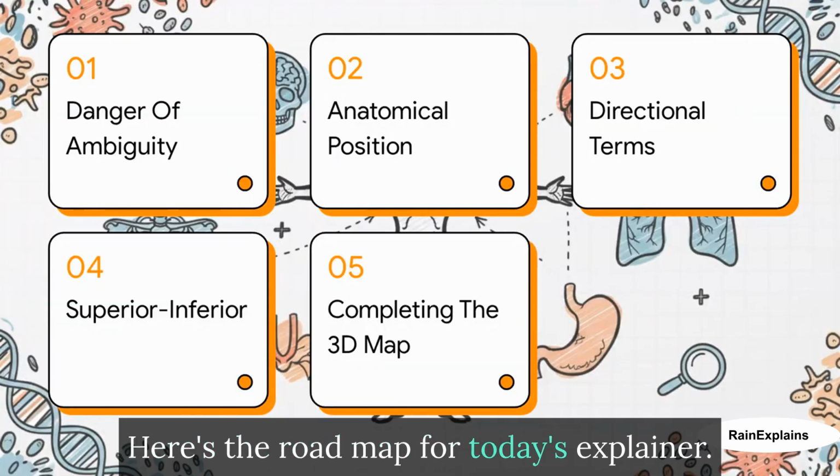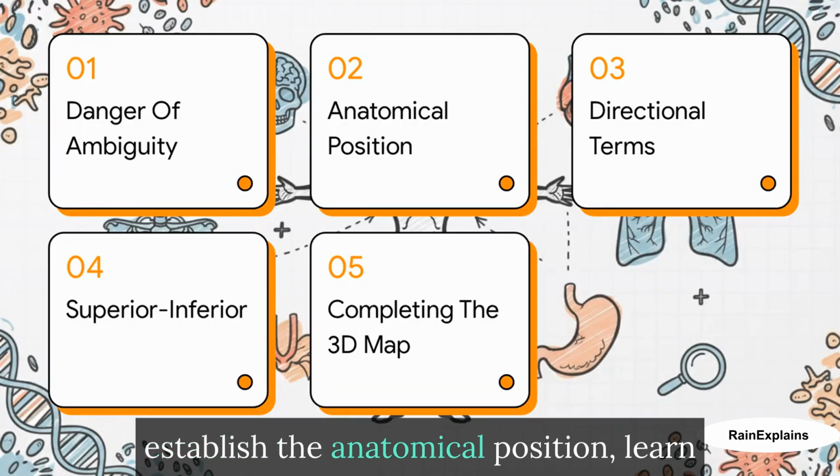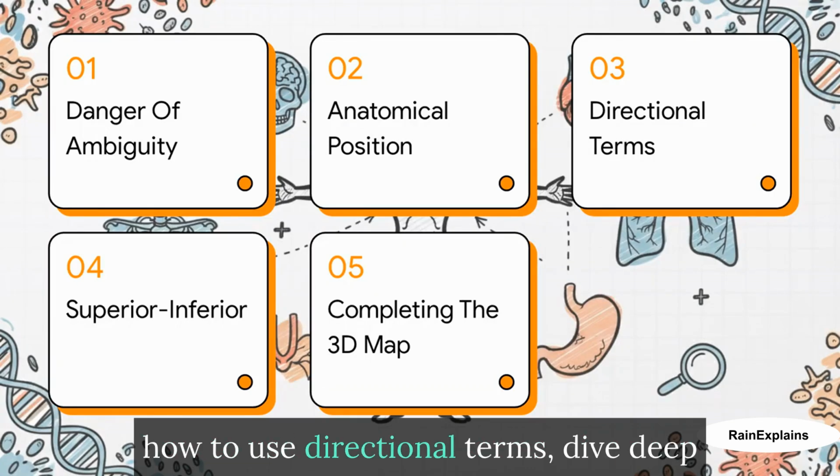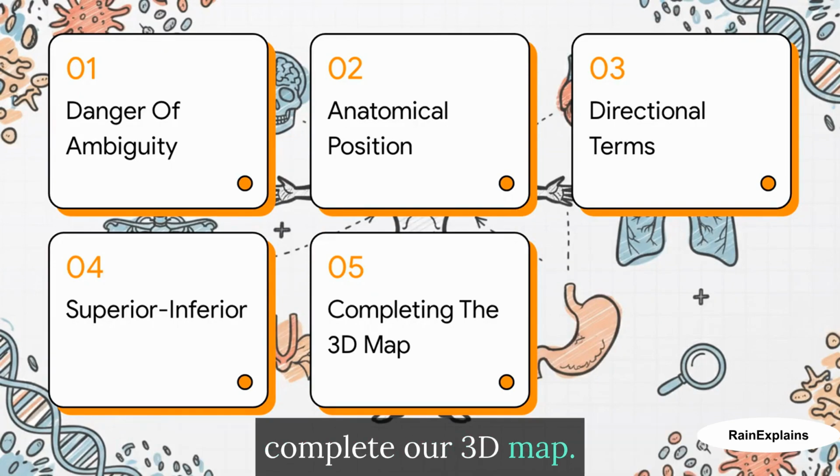Here's the roadmap for today's explainer. We'll start with the danger of ambiguity, establish the anatomical position, learn how to use directional terms, dive deep into the superior-inferior axis, and finally, complete our 3D map.